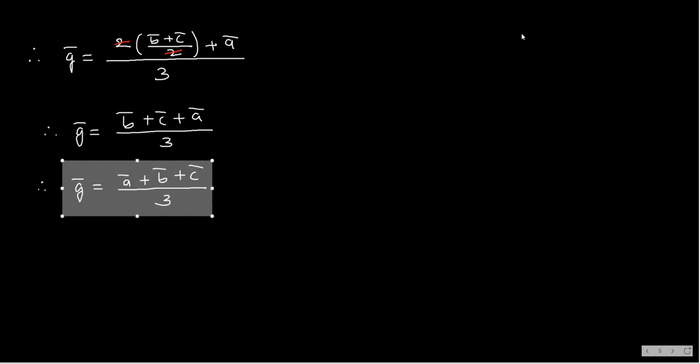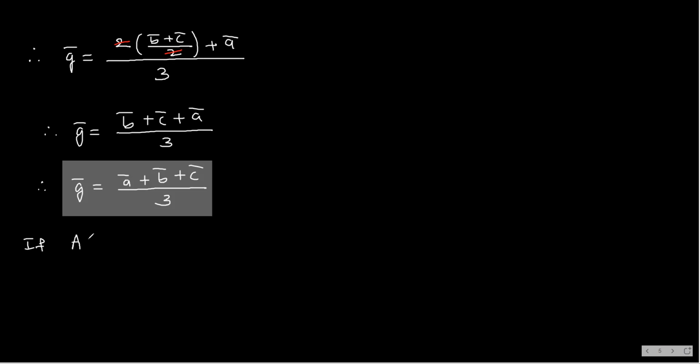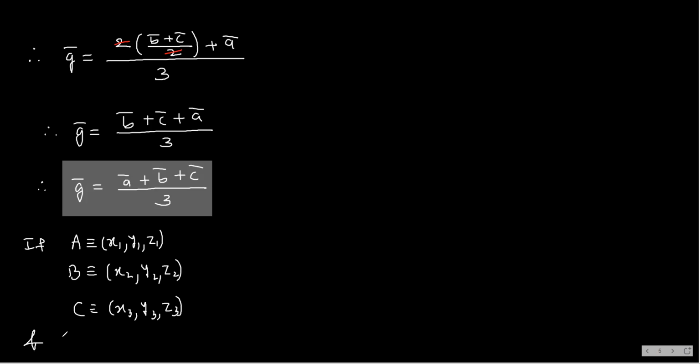I hope you followed it. That is the centroid formula for a triangle. Now we will extend this formula for the coordinates of the centroid. That is, if I'm given coordinates of point A as x1, y1, z1, point B as x2, y2, z2, and coordinates of point C as x3, y3, and z3, then the coordinates of the centroid can be obtained. Okay, so let us do that. I write here, if A is x1, y1, z1, B is x2, y2, z2, C is x3, y3, z3, and G is x, y, z, where x, y, z are unknown.